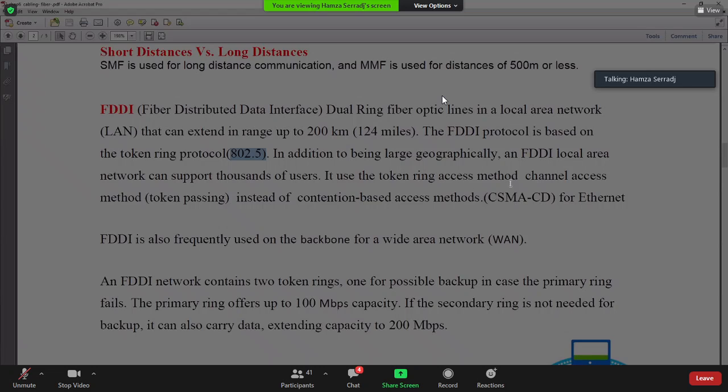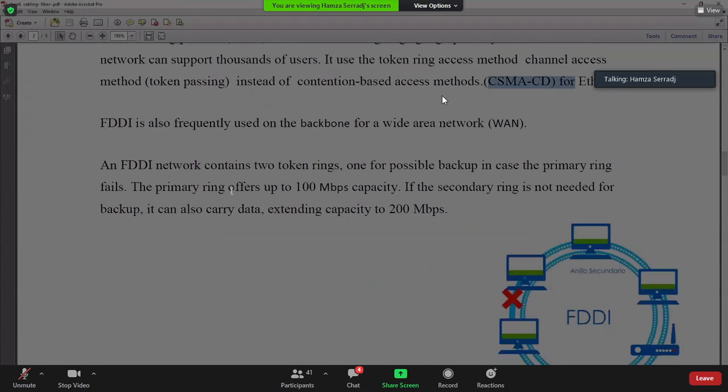It used the token ring access method. Remember CSMA/CD and CSMA/CA, one is for Wi-Fi, the other for Ethernet. The token ring used the channel access method called token passing. So we pass this token, and when it gets to any station, the station can send something on that token that it's turning around, instead of a contention-based access method like CSMA/CD.